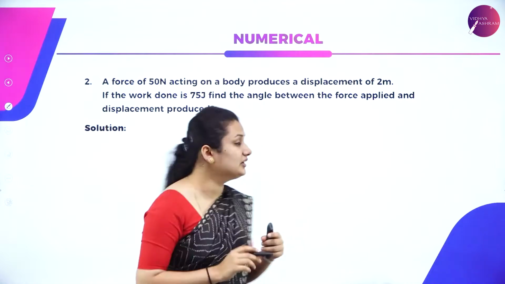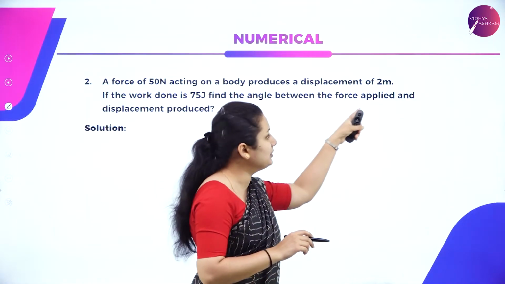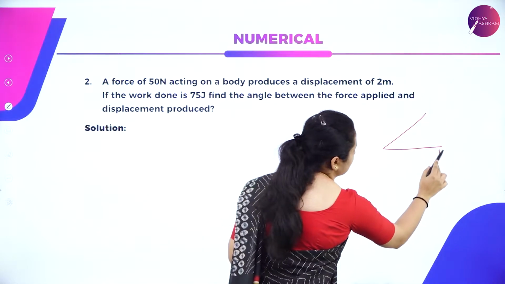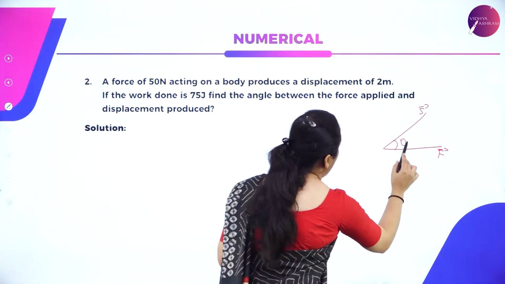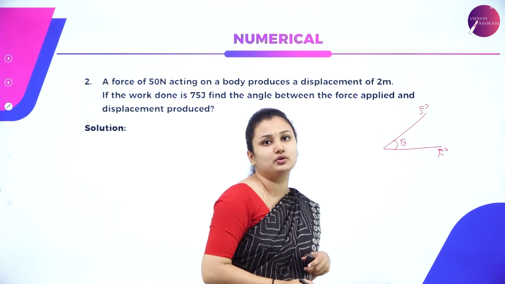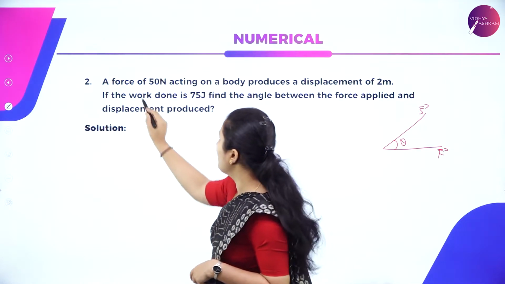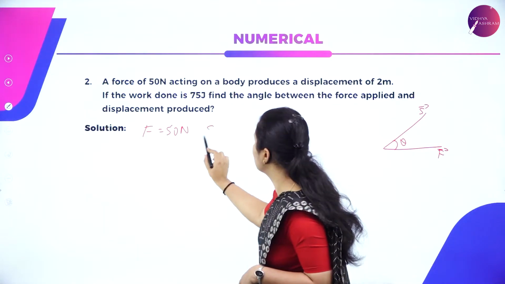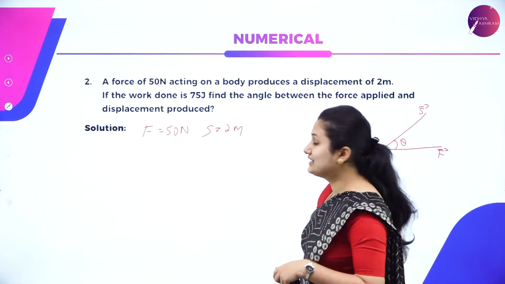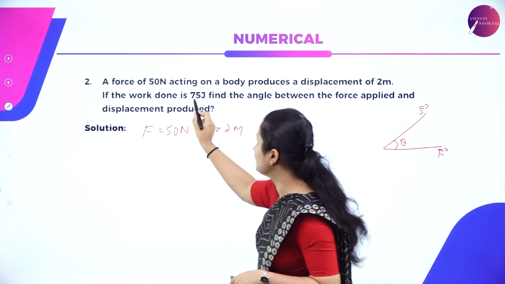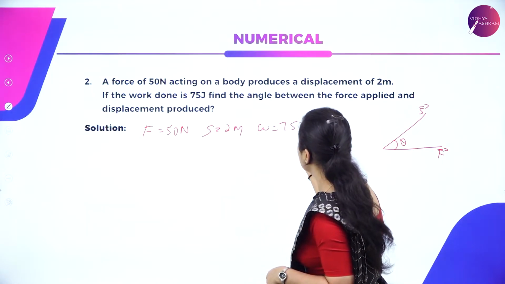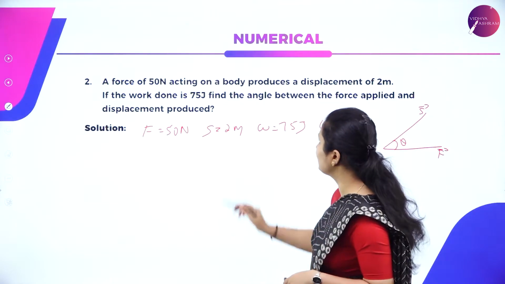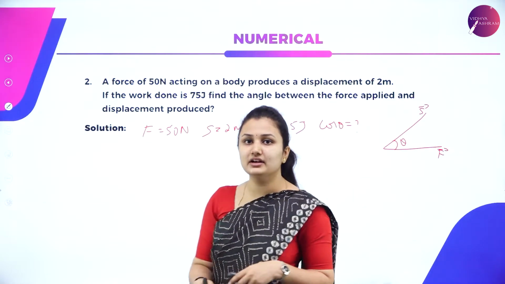So next you have another numerical where you have to calculate the angle between the force applied and the displacement produced. If you have force and if you have displacement vector, what is the angle between the force applied and the displacement produced? What is that angle? You have to find out. So a force of 50 Newton is acting on a body, produces a displacement of 2 meter. If work done is 75 joule, find the angle. They are asking cos theta. Find the angle between the force applied and the displacement produced.